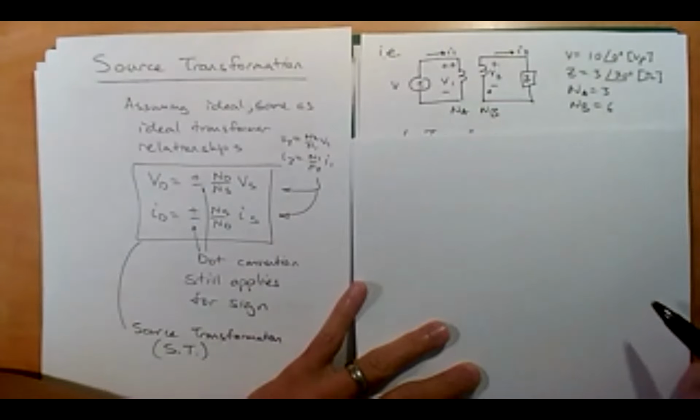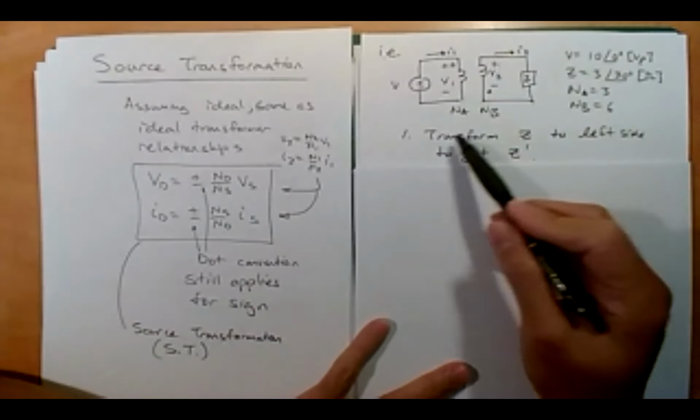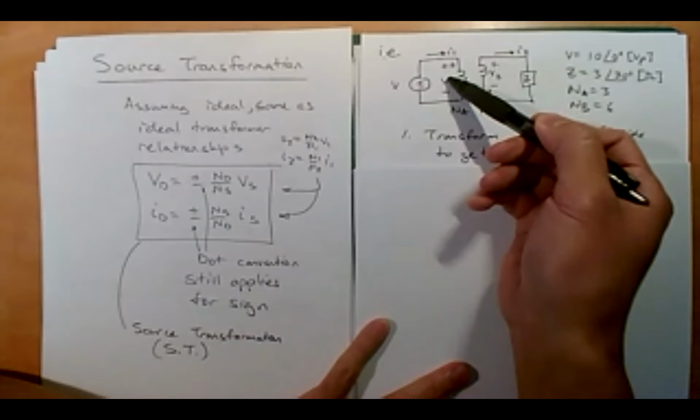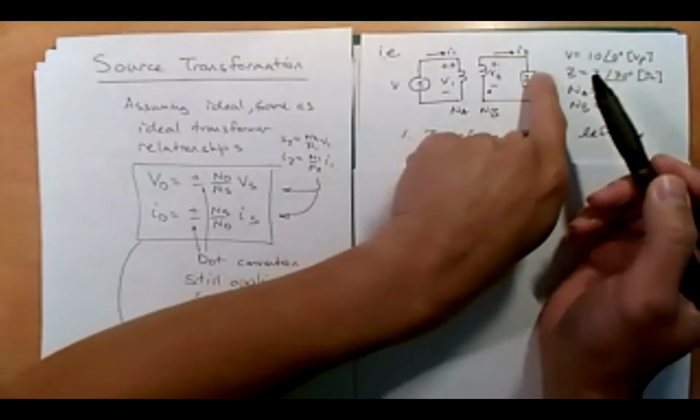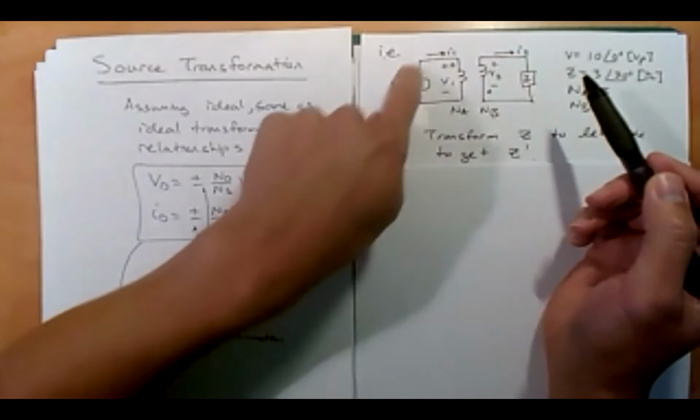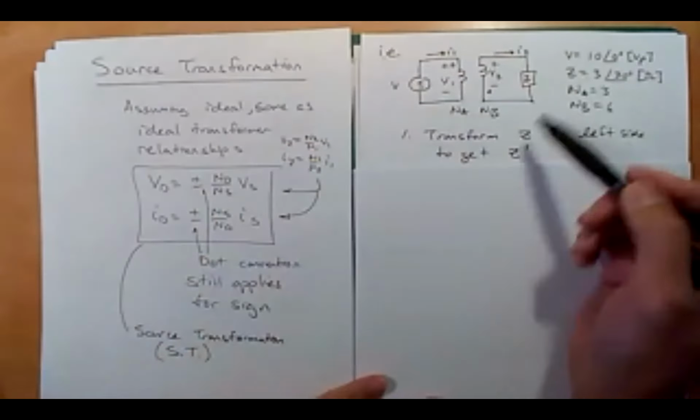Okay, we're all good. So what we're going to do is transform the Z to the left side, right? We're going to do that Z transformation and compute the power over this new Z prime.